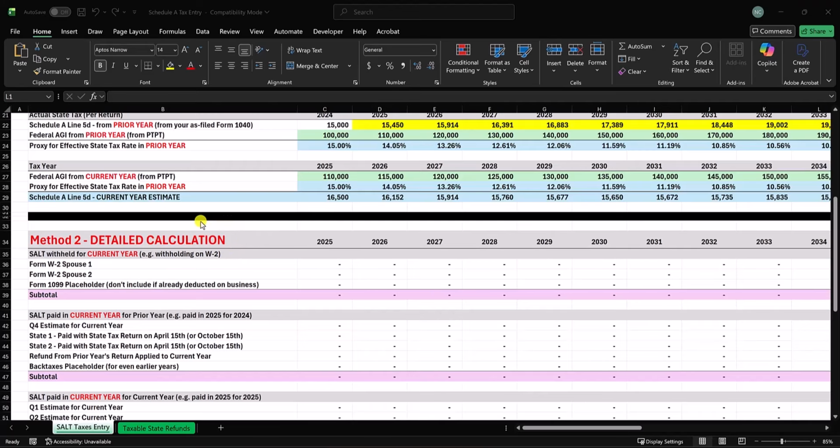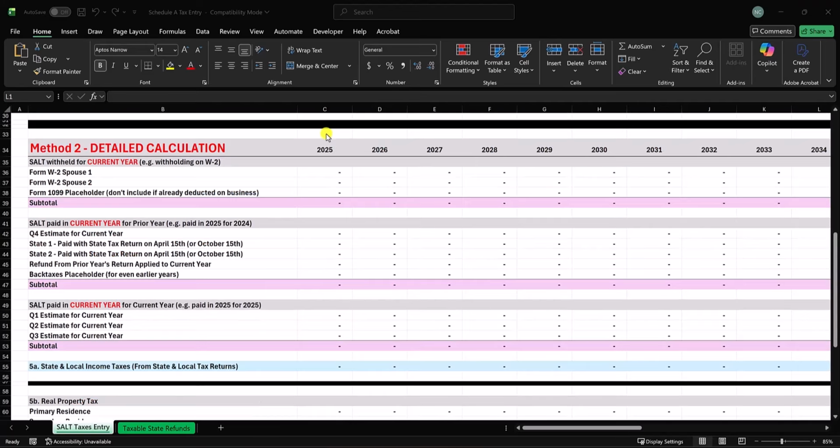We're going to walk through both methods right now, but I want to start with method number 2, the detailed calculation, because this one will lay out all of the components which are actually deductible for state and local tax purposes in any particular year. So looking right down here at 2025, let's make sure we understand what state and local taxes are deductible in 2025. And the answer is going to be any taxes that you actually paid in 2025. The key to understanding is that it doesn't matter which year the taxes that you paid are actually for. What matters is which year you paid them in.